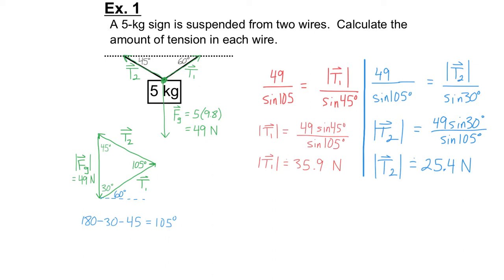Now, since the question is just saying calculate the amount of tension, that's just referring to the magnitude. So if I have the magnitude of T1 and the magnitude of T2, that's all I'm asked to find. So here we are, we're done.